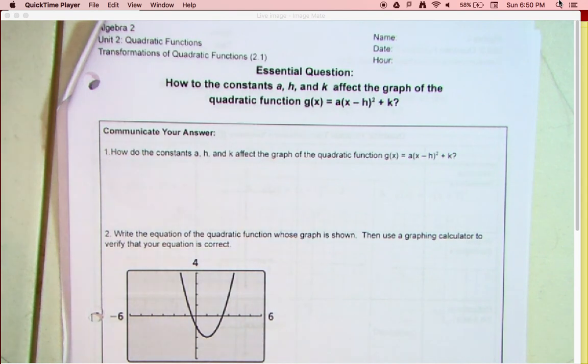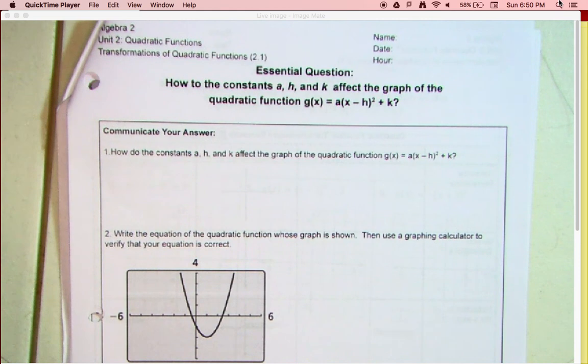I just want to talk to you a little bit about quadratic functions, give you a quick definition of what they are, and then summarize all of those transformations that we did in Unit 1 and how they relate to quadratic functions. So horizontal translations, vertical translations, stretches, shrinks, and all of that.